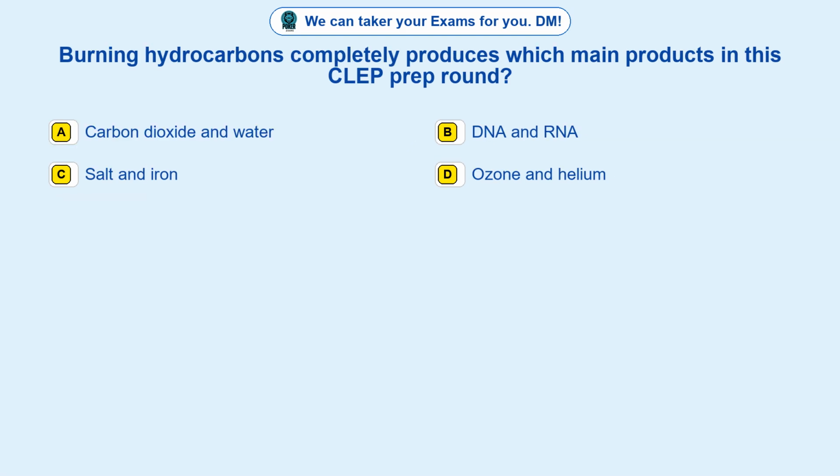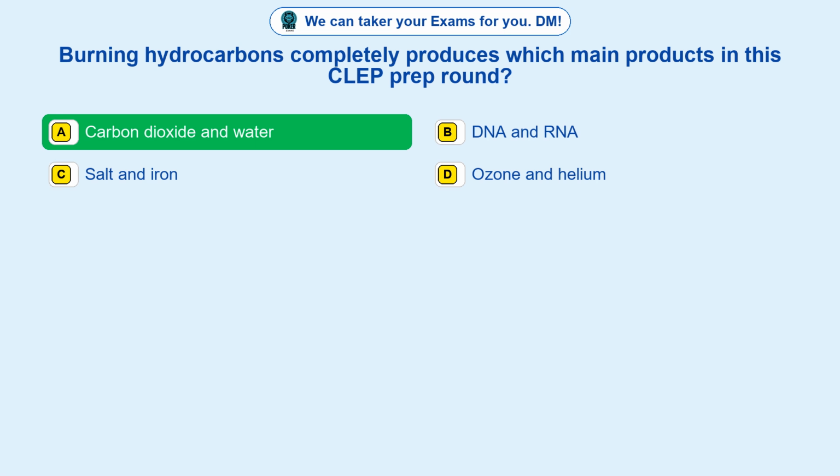Question 55. Burning hydrocarbons completely produces which main products in the CLEP prep round? Option A, carbon dioxide and water. Option B, DNA and RNA. Option C, salt and iron. Option D, ozone and helium. The correct answer is option A, carbon dioxide and water.